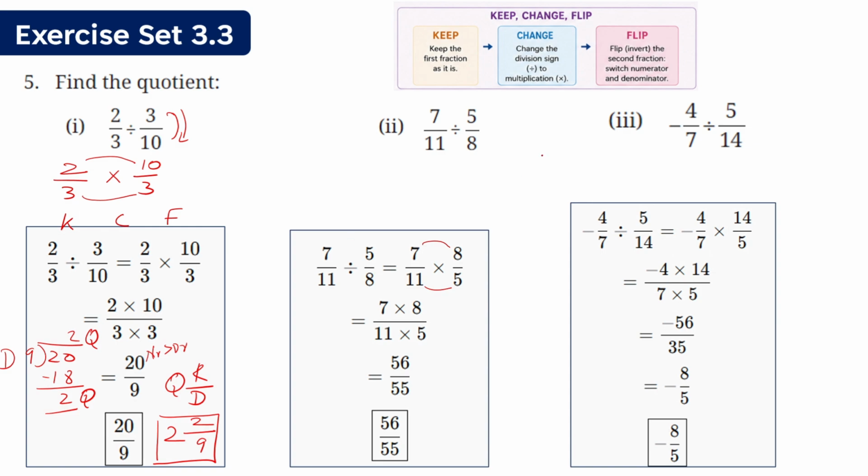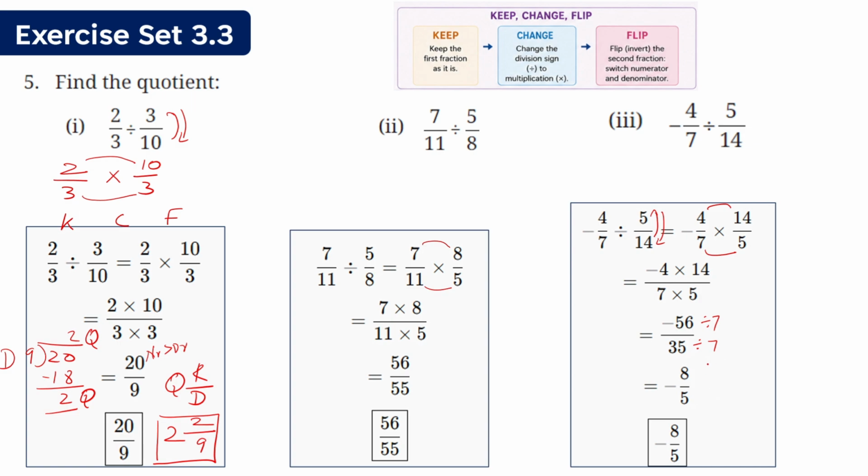The last question. Negative 4 sevenths divided by 5 over 14. So keep the first fraction, change the division to multiplication sign, and flip the second fraction. So we write it as 14 over 5. Multiply the numerators together, multiply the denominators together. 4 times 14 is 56, and because one number is negative, the answer is negative. 7 times 5 is 35. We could reduce this by 7. 7 is the greatest common factor. So 56 divided by 7 is 8 and 35 divided by 7 is 5.